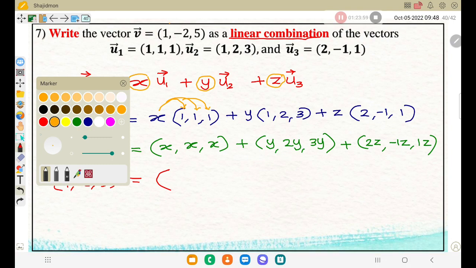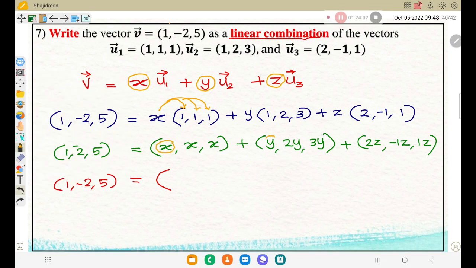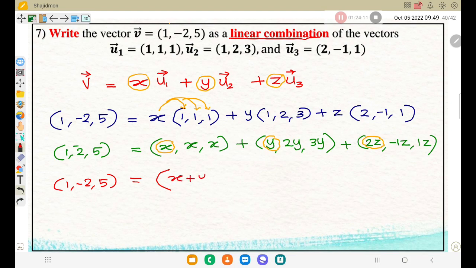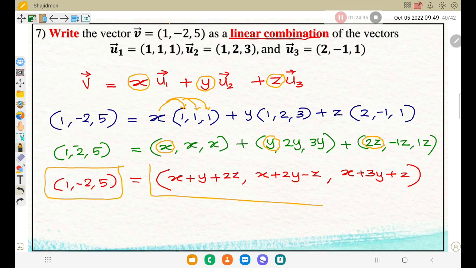That means (1, minus 2, 5) equals the sum of these 3 vectors. First components add. What is the first component here? x. Here? y. Here? 2z. Add these 3. So we get x plus y plus 2z. Second components add: x plus 2y minus z. Third components add: x plus 3y plus z. Correct? 1z means z. So what we got now is this vector equal to this vector. These two vectors are equal, you can see the equal sign.